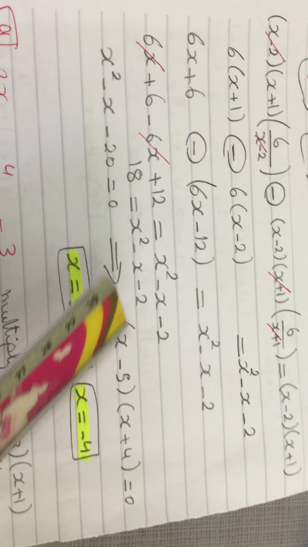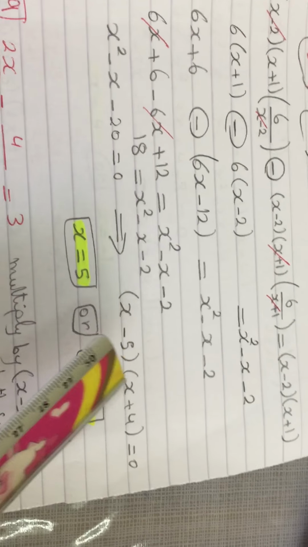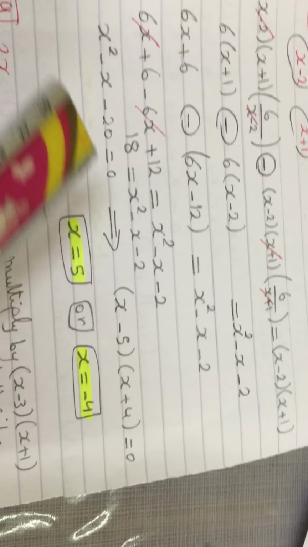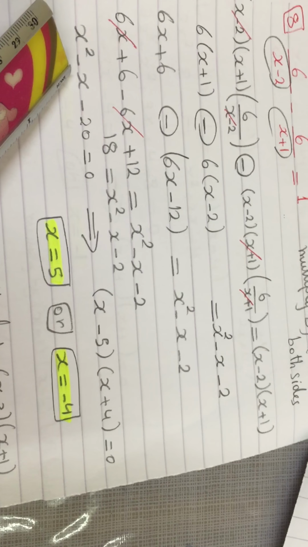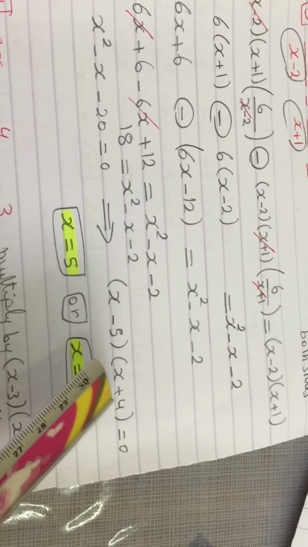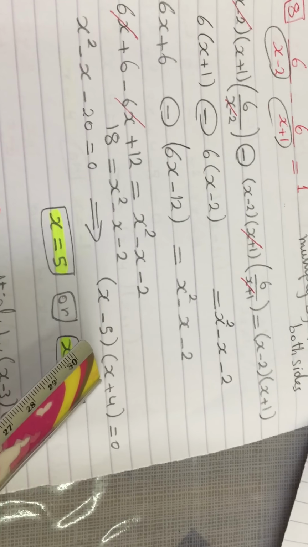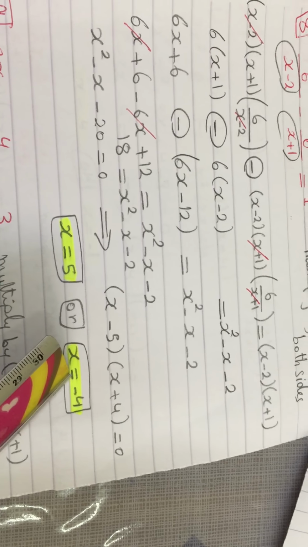X squared factorized into x times x. Negative 20 must come from negative and positive. I want the difference negative, so I'll give the bigger number the sign of the middle. So it will be negative 5 multiply positive 4. Now maybe this bracket equal 0 or that one equal 0, so maybe x equal 5 or x equal negative 4.